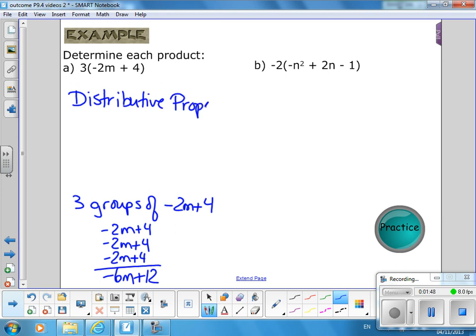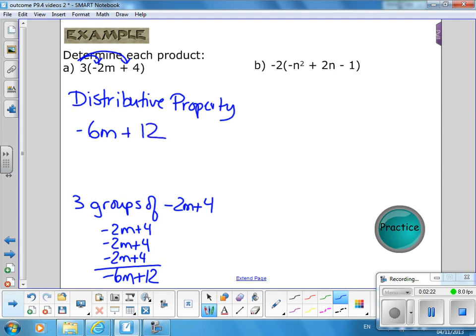And what that tells us is that we take the value of 3 and we distribute it into the brackets and multiply to each term. So 3 times negative 2m. What we do in this case is we multiply the integer parts together. So 3 times negative 2 is negative 6. There is no variable to be multiplied to the m, so it stays an m. 3 times 4 is plus 12.